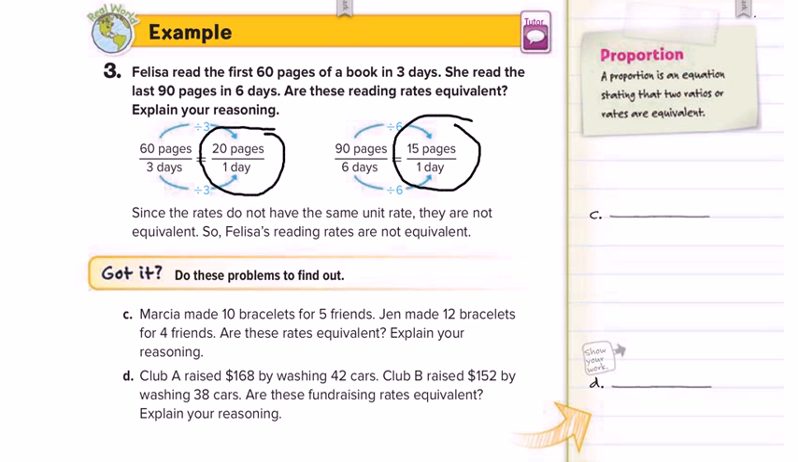So if I look at this, in one scenario, Felisa read 20 pages per day, and in another, she read 15 pages per day. So are these rates equivalent? No, they are not. She was reading at different rates. So they are not equivalent ratios here.